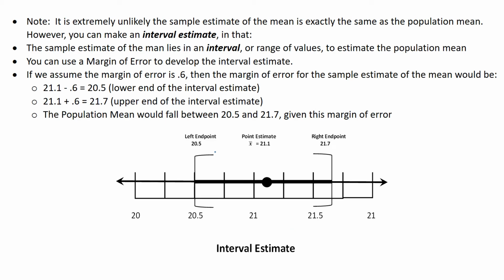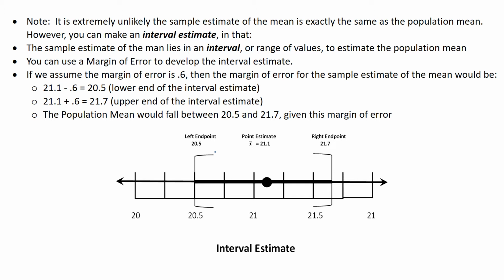Now, keep in mind, it's very unlikely that the sample estimate of those 40 athletes and the 30 athletes is exactly the same as the population mean. But we know it will most likely fall within an interval, within a range.